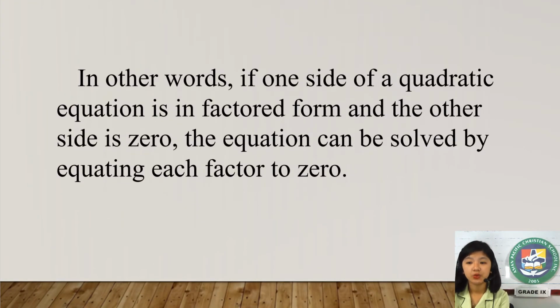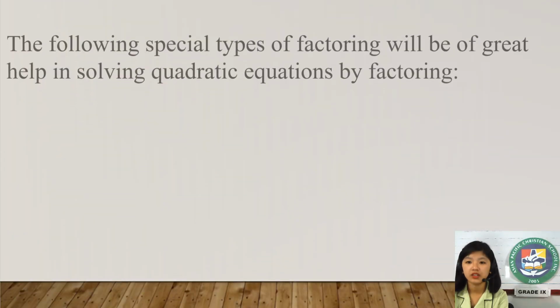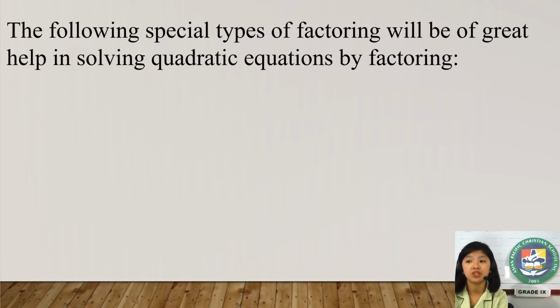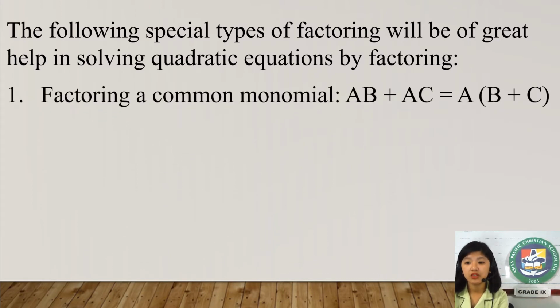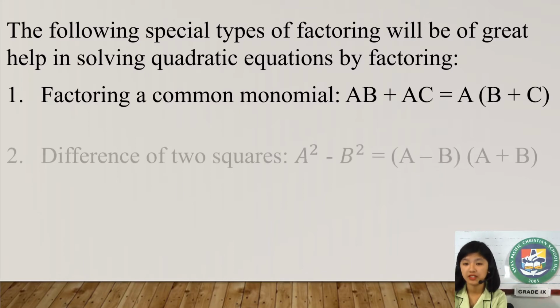Next, in other words, if one side of quadratic equation is in factored form and the other side is 0, the equation can be solved by equating each factor to 0. So, the following special types of factoring will be of great help in solving quadratic equations by factoring, like factoring a common monomial, AB plus AC is equal to A times B plus C. So, kapag may magkapareho sa dalawang term, ilalabas natin siya. Then, yung natira, siya yung nasa loob ng parenthesis.